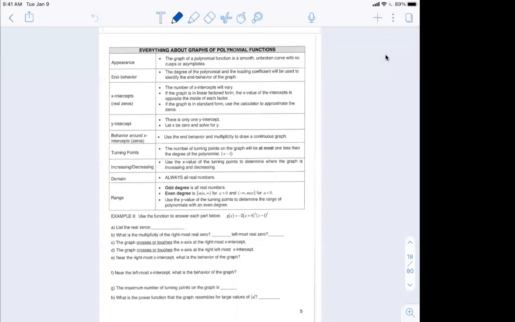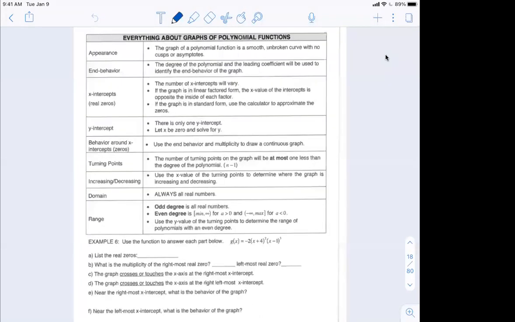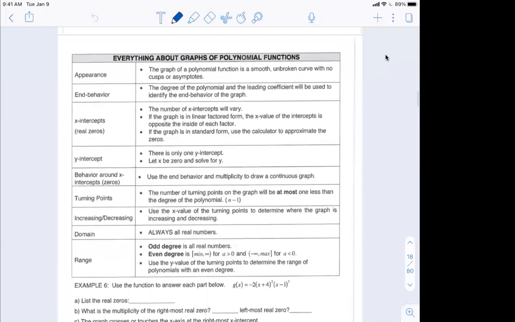Okay, we are continuing with the 5.1 notes. So just a review about everything about graphs of a polynomial function. If you have a question on something, you should go back to this and read what it says. So if it's looking for the range and you don't know what to do, go to this page and see what it says.